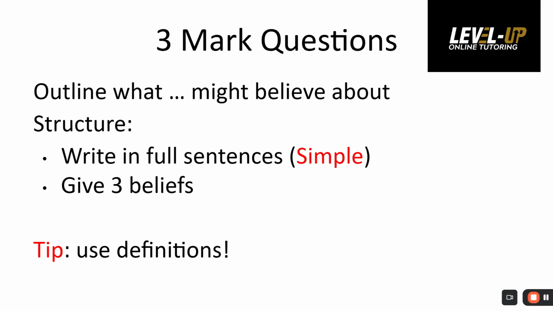Really good way of doing this is using definitions. Using definitions are key. So say, for example, a question asks you to outline what they might believe about God's omnipotence. And you could say, is all-powerful, allowed to make creation, and was able to put himself into 3 separate forms. You could just highlight those 3 really simple sentences, and that would get you the marks for that question.